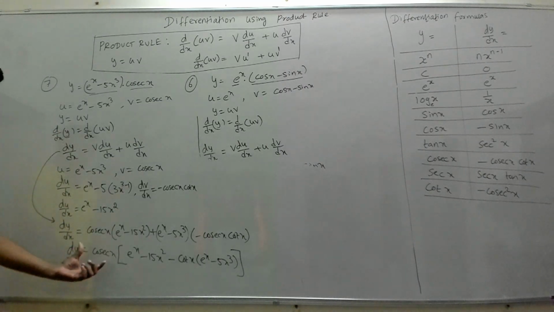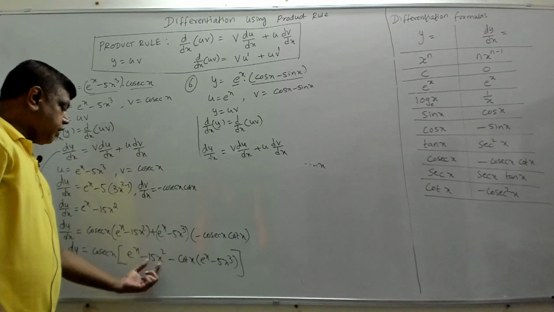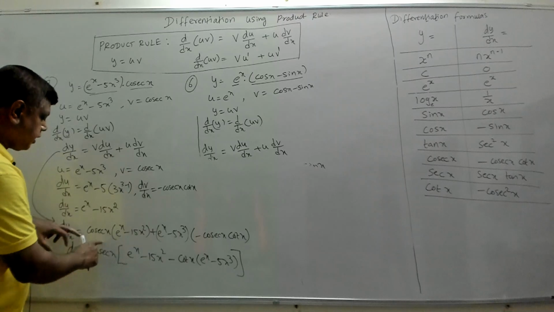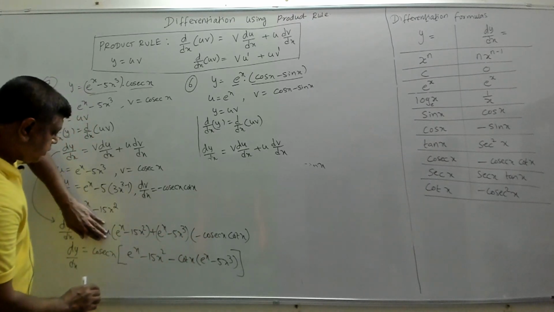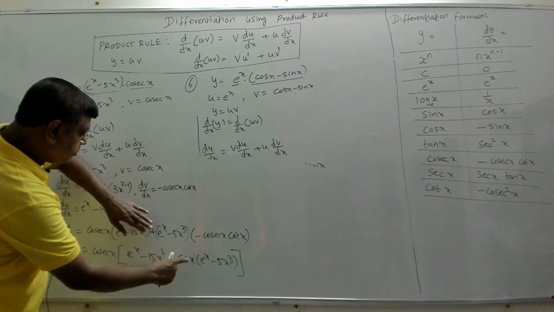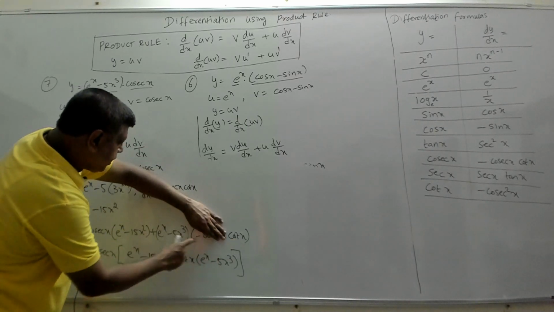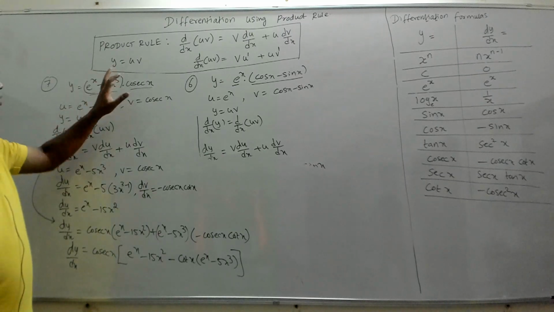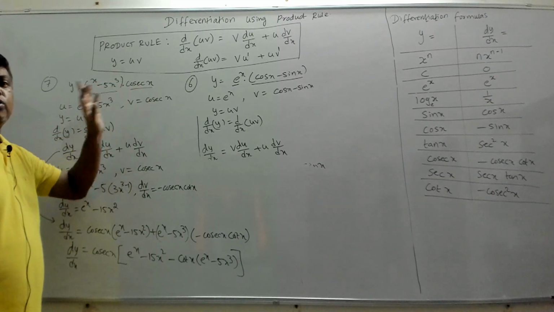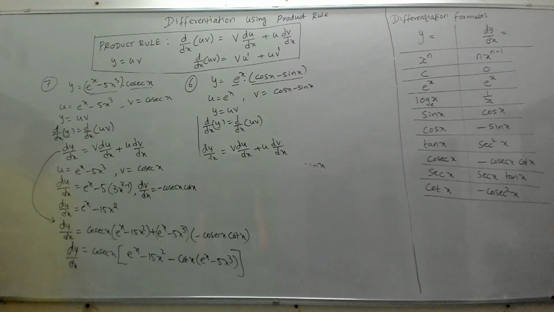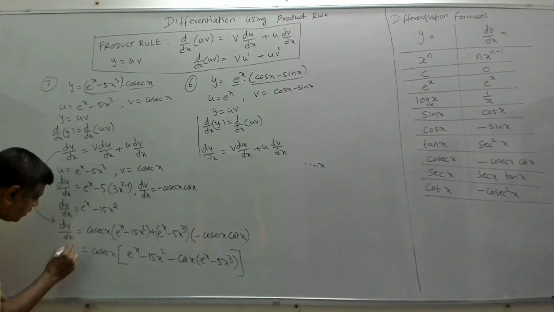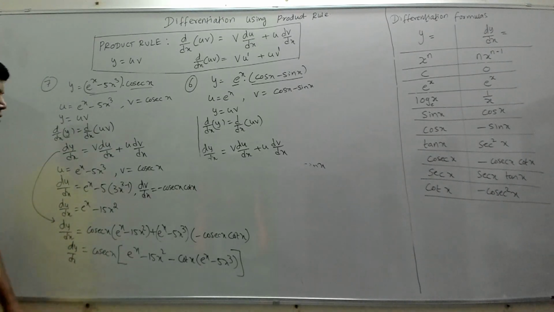The dy by dx is what? Cosecant x into e power x minus 15x square minus cot x into this, because we have taken cosecant x common from these two. So if I take cosecant x common, I will have this. Then here I have taken cosecant x, so I will have minus cot x into this. So this is the derivative of this given function y is equal to e power x minus 5x cube into cosecant x. This is how we find the derivative using product rule. So this is dy by dx, the final answer.